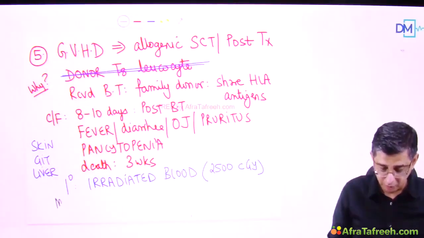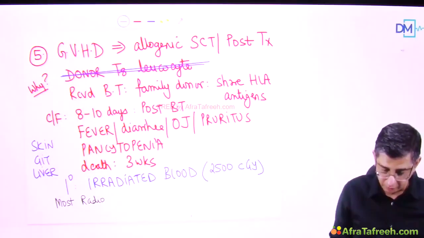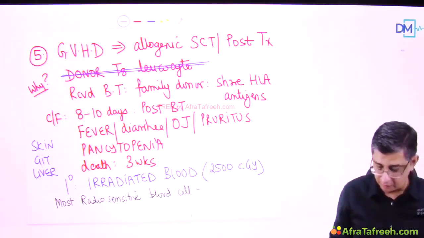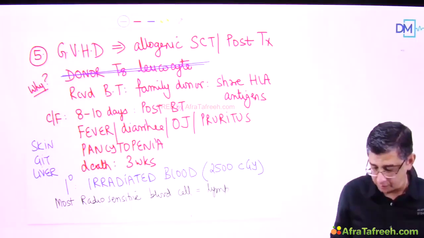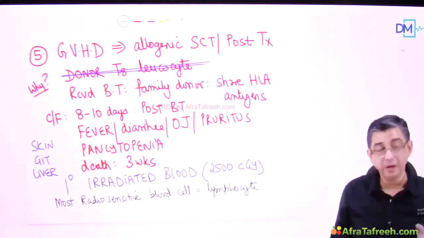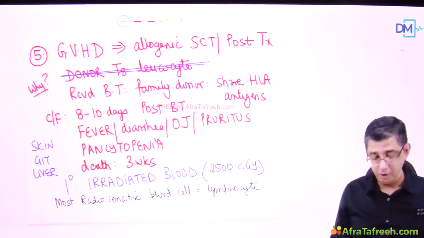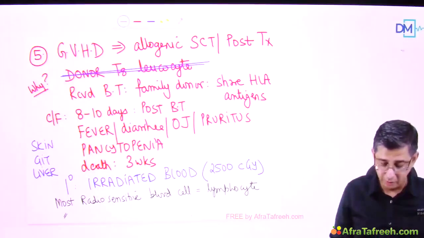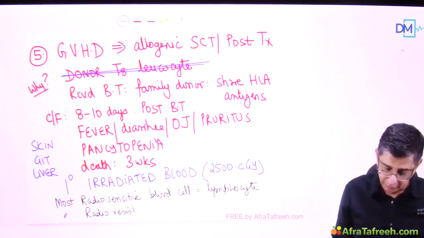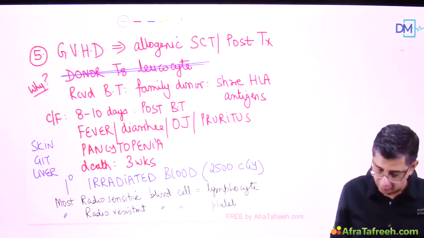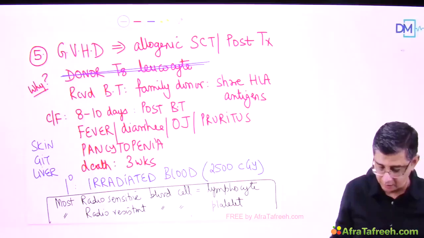If they ask you what is the most radiosensitive blood cell, I think all of you can remember pathology class. Most radiosensitive blood cell is lymphocyte, and lymphocytes are the ones which are responsible for development of graft versus host disease. So if you kill them, then GVHD will not occur. I repeat my statement: most radiosensitive blood cell is lymphocyte. A related MCQ: most radio-resistant blood cell is platelets. You are aware of both of these statements from your basic sciences classes.